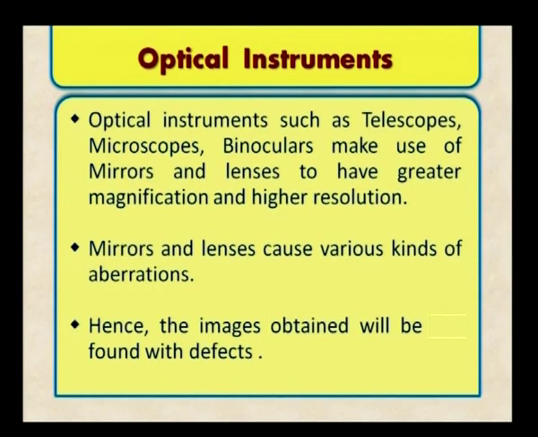Now, all the optical instruments, the telescopes, binoculars and microscopes, make use of concave mirrors and lenses, because the light rays are either reflected or refracted and transmitted through the lens. Now, these light rays will invariably lead to various defects. So, mirrors and lenses cause various kinds of aberrations, hence the images obtained will be found with defects in all the optical instruments. Now, I will be discussing the various methodologies to minimize the aberrations. I am not going to completely eliminate them, as elimination is impossible; you can only minimize or reduce the spherical aberration or chromatic aberration or whatever aberration you are talking about.